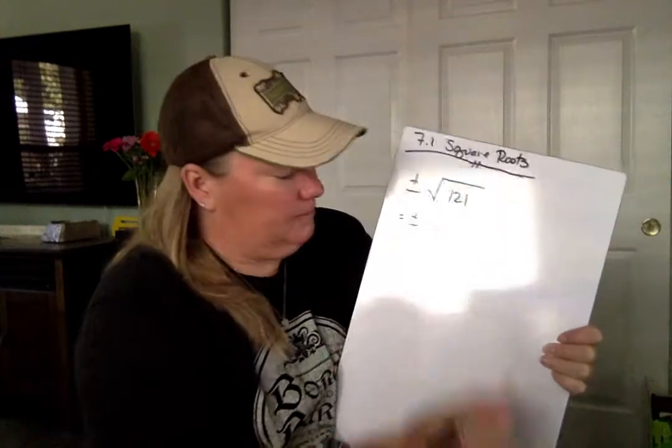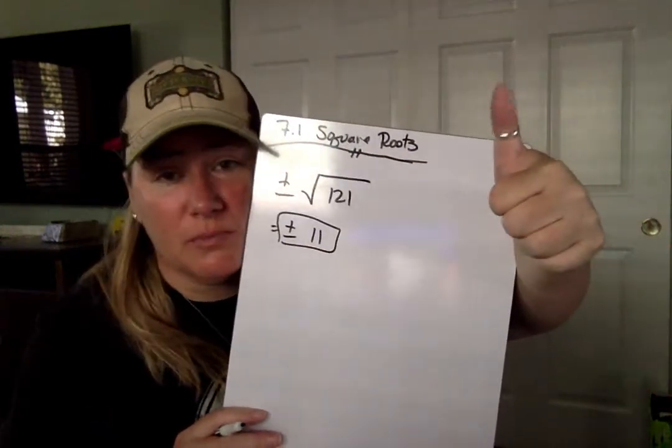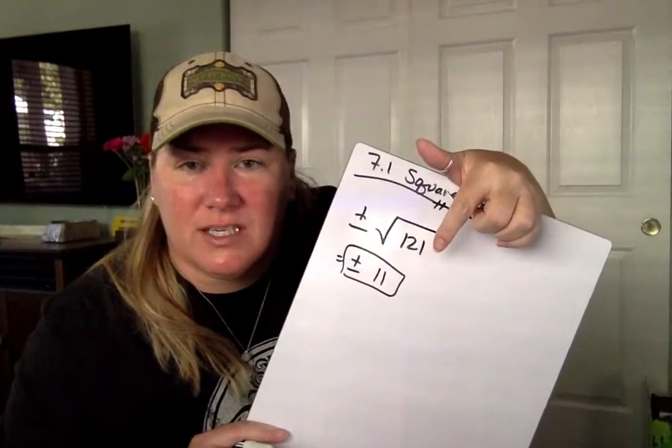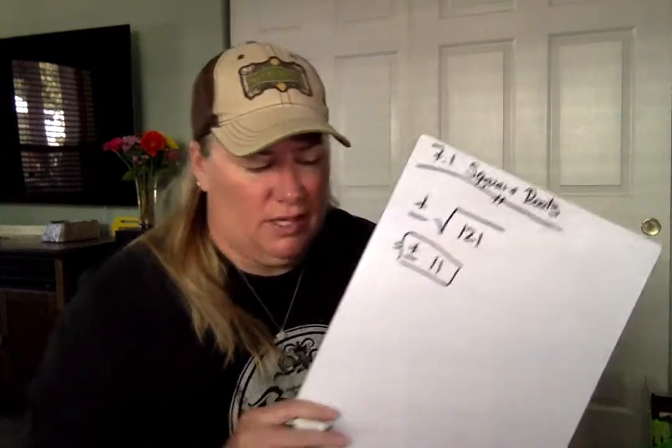It's a positive and negative 11. Okay, so rule of thumb. Remember, rule of thumb is something to help you out. If the problem has a sign, your answer has a sign. So just think of it that way.